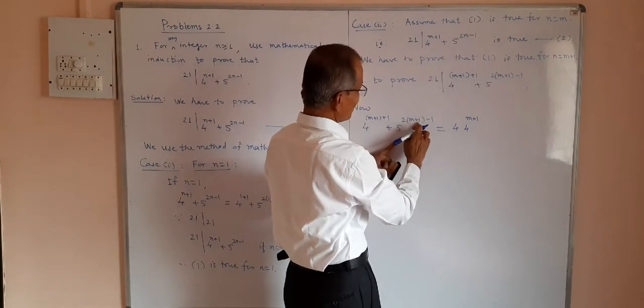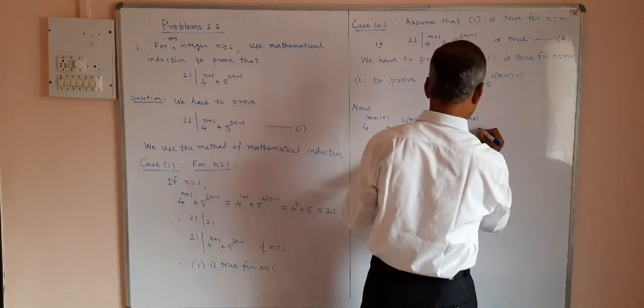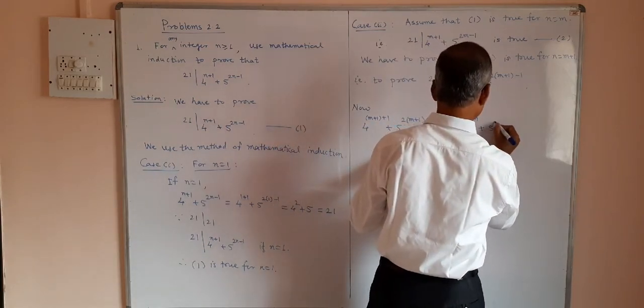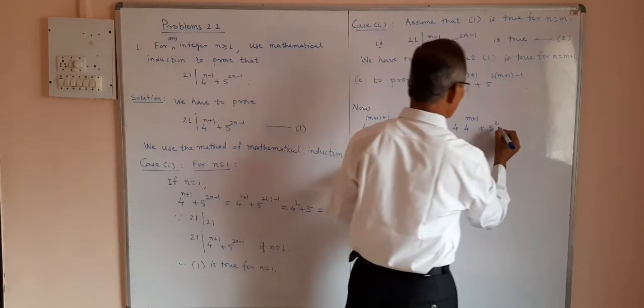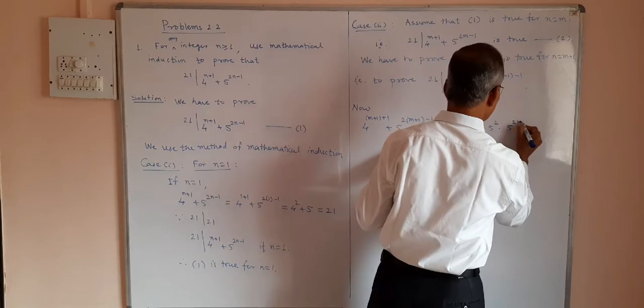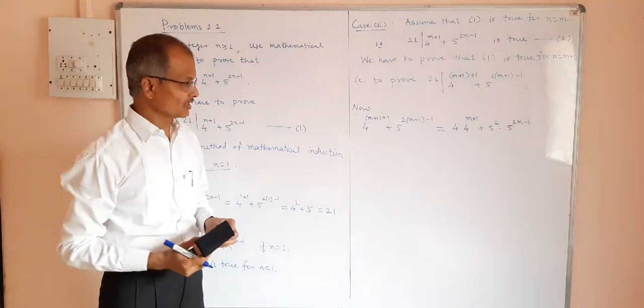See here, 2m plus 2 minus 1, or we can consider 2m minus 1 and then plus 2, can be separated. So 5 square we shall write separately, and then 5 raised to 2m minus 1. You can verify this. The power remains the same, the value is not changed.